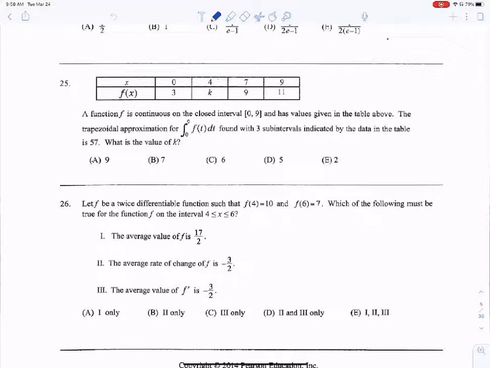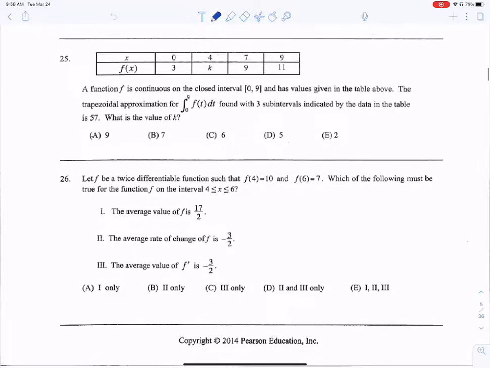I'm hoping I don't need more room on here. I'm a little concerned. Let's see. Okay, so we got a function f that is continuous on the closed interval from 0 to 9 and has the given values in the table. The trapezoidal approximation found with 3 subintervals indicated by the data in the table is 57. What is the value of k?